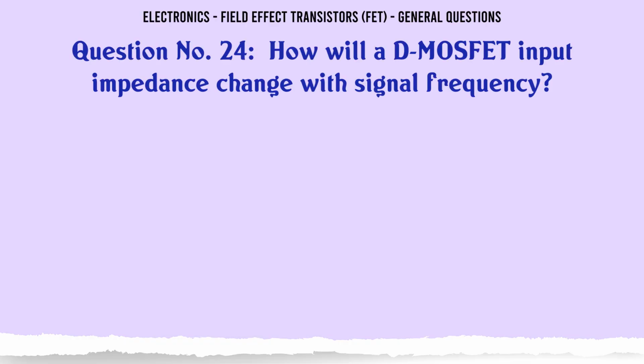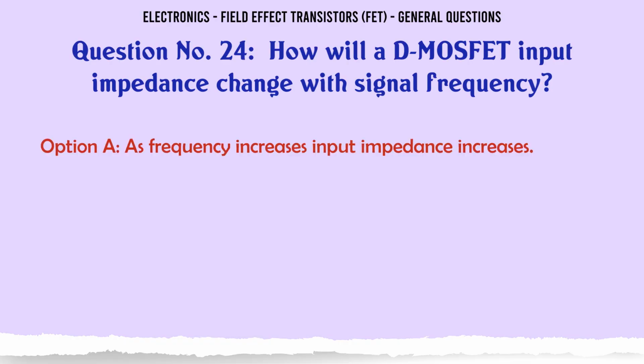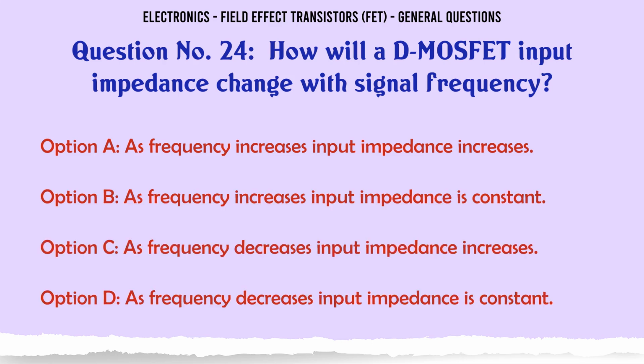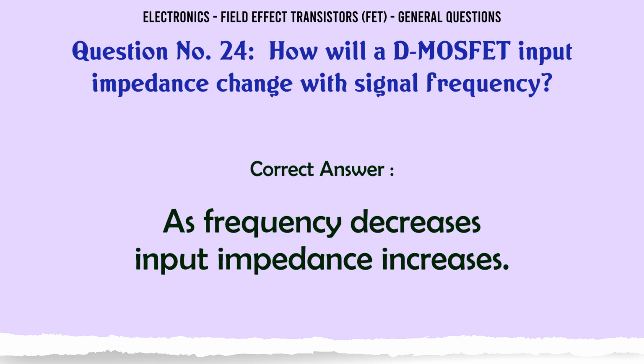How will a D-MOSFET input impedance change with signal frequency? A. As frequency increases, input impedance increases. B. As frequency increases, input impedance is constant. C. As frequency decreases, input impedance increases. D. As frequency decreases, input impedance is constant. The correct answer is as frequency decreases, input impedance increases.